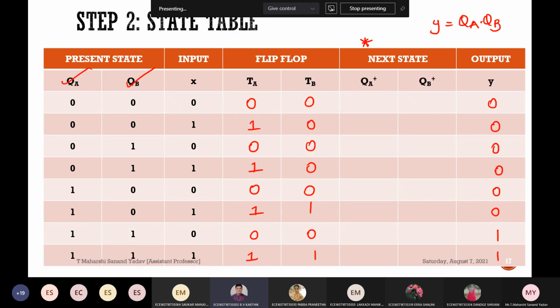Sir, for QA, 0 1 0 1 1 0 1 0. Right. Next, for QB plus.